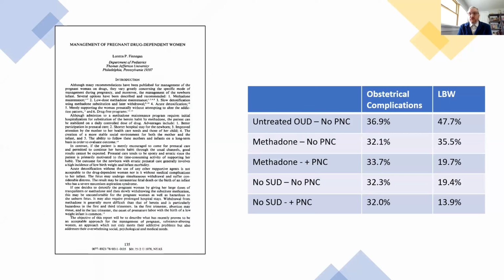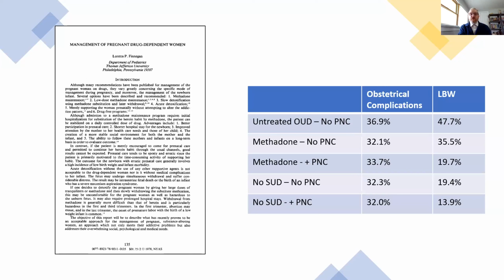This is an article from Loretta Finnegan from 1978. And in it, she stratified the results based upon these 5 categories of people, whether or not they had a use disorder, whether it was treated, whether they received methadone, and whether or not they engaged in prenatal care. And you can see that the weight or the population health burden in particular for low birth weight is really amongst those people who had untreated use disorder and did not access any care.